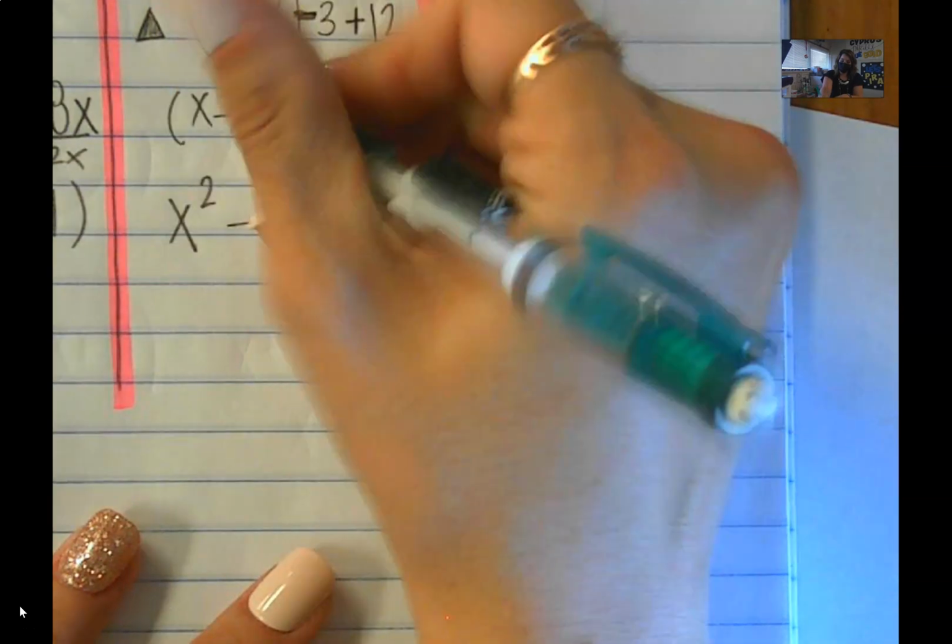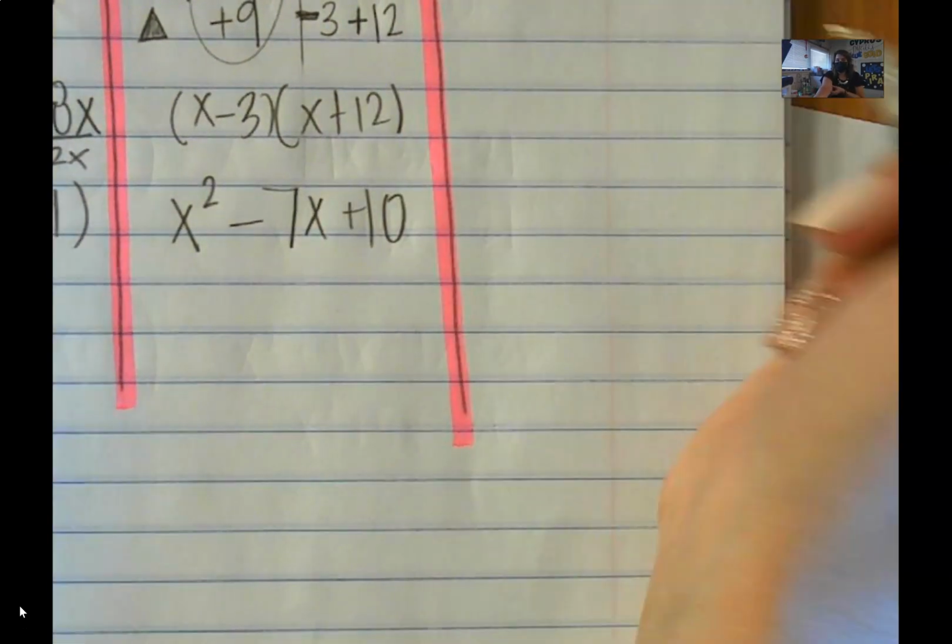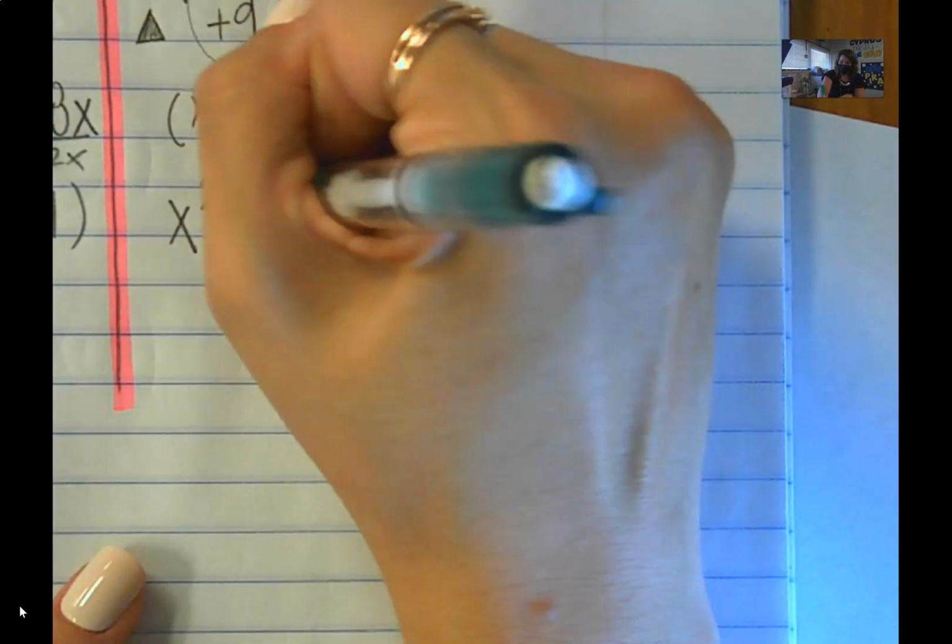Let's do x squared minus 7x plus 10. X squared minus 7x plus 10. This will be our last one of these.